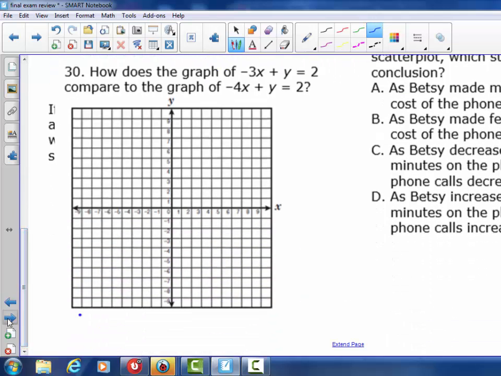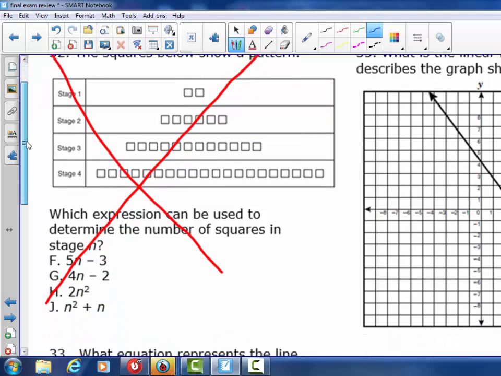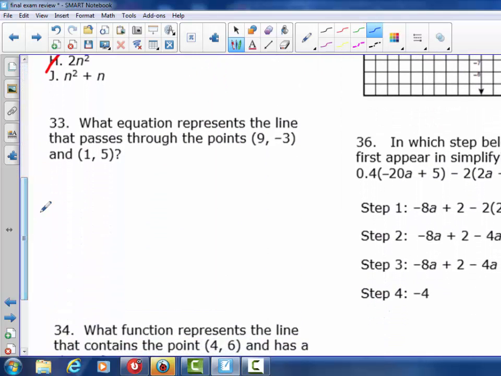Alright, we're going to completely skip 32 because I didn't have a good problem for that one, and we're going to go on to 33. What equation represents the line that passes through the points? You can use your slope formula.